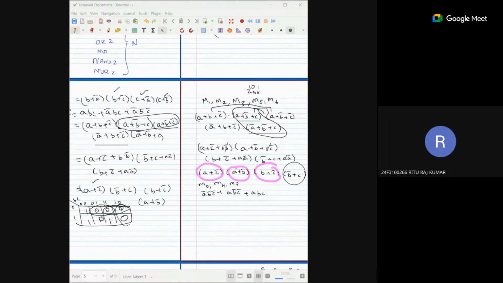Sir, I have one doubt regarding min term and max term names. In min term, we are taking the function where the output is 1, and in max term, we are taking the function where the output is 0. The naming should be the opposite. Why is it min term, sir? Because the output is 1, that is maximum.